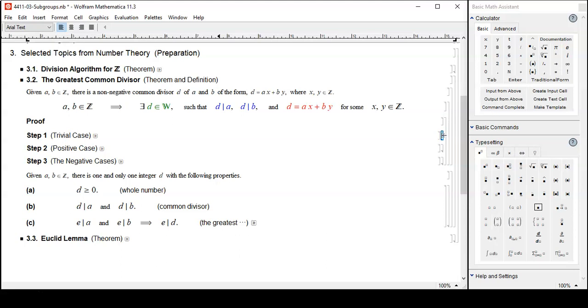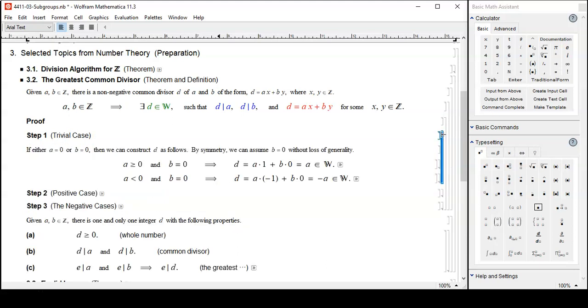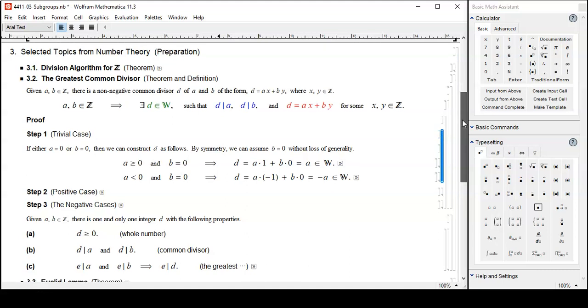Step 1, a trivial case, when either a or b is 0, or maybe both are zeros. Without loss of generality, we can assume b is equal to 0. If a is 0 and b is non-zero, then we just rename it and make b equal to 0. We can always do that without loss of generality, because it's basically a renaming, reordering. And depending upon the sign of a, we can define d as a linear combination like this, or like that.